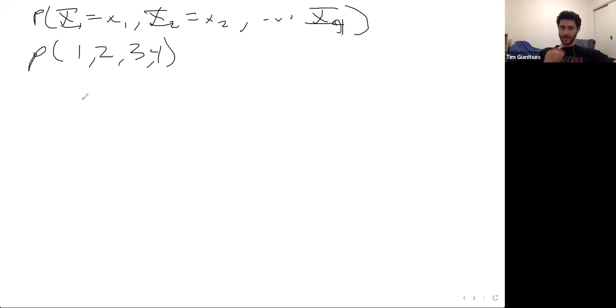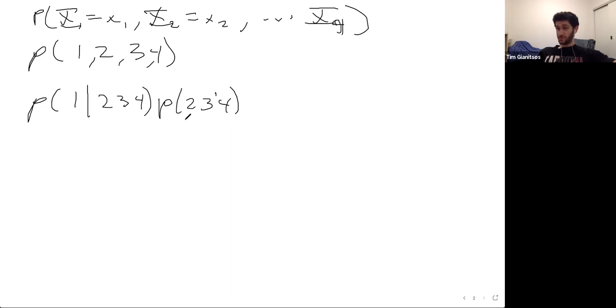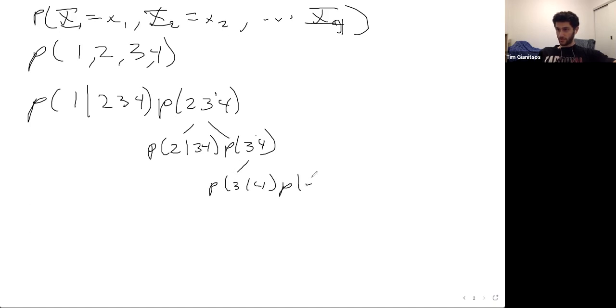So if I ask you how you would split this up into more manageable chunks, one of the ways you could break this up is by using the chain rule. You could say P of 1 given 2, 3, 4 times the probability of 2, 3, 4. Then this 2, 3, 4 can be split up again: 2 given 3, 4 times 3, 4. And then you could split that again and get 3 given 4 times 4.